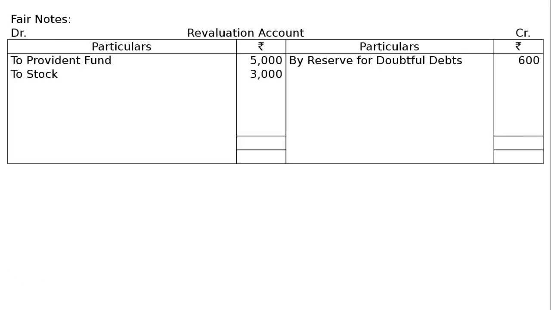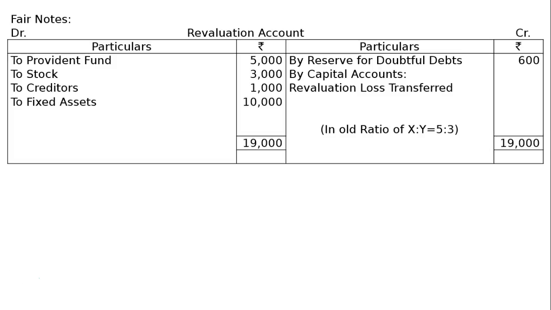Creditors are to be paid 1,000 more. Increase in liability, to creditors. Increase in expenses, loss to the firm. Fixed assets to be revalued at 70,000. Previously fixed assets are 80,000. Hence depreciation in fixed assets is 10,000. Then revaluation is over. We have to total the debit side. That is rupees 19,000. Take it to the credit side and find out the gap.